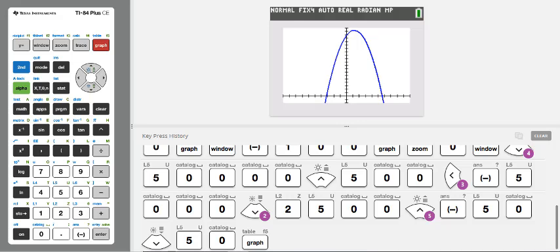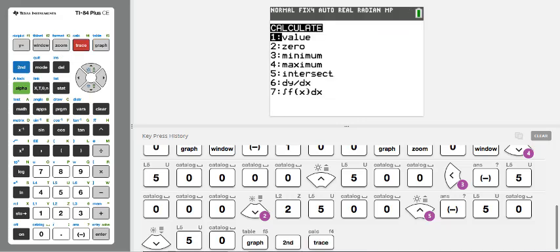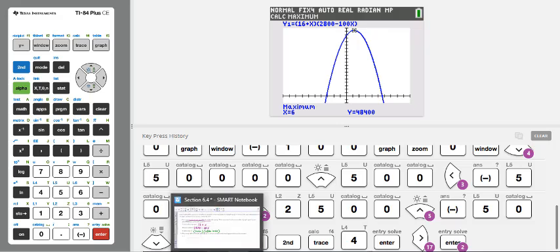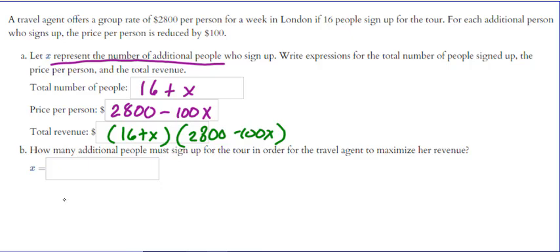So let's find the max. Second trace 4. And the reason why I'm finding the max is it's opening downward, right? So as my left bound, I go over here and I'll find my right bound, and then I hit enter. And 6 additional people. So 6 additional people, and that would give me a 48,400 revenue. Okay.